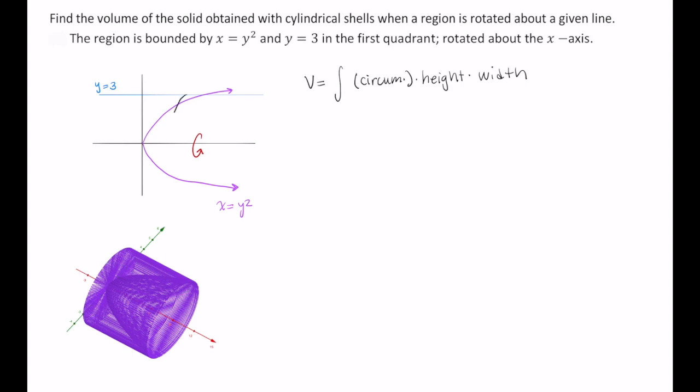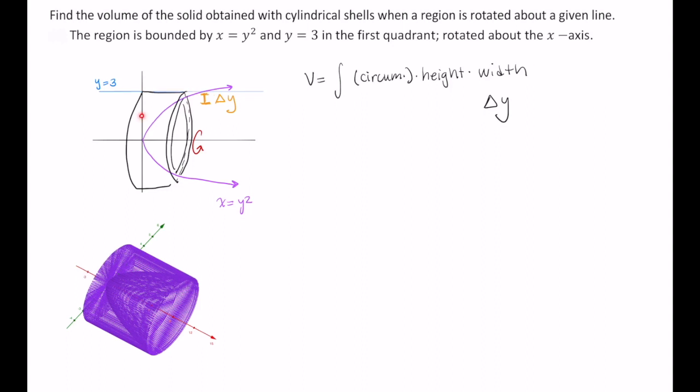So suppose this is my cylindrical shell, and that is this distance here, and it's parallel to the y-axis, so it's the change in these y values, so it's delta y. Okay, so I can replace that with delta y. What is the height? Well, the height starts here at the y-axis and ends at this purple line. And this purple line is just equal to y squared. All right, so that's my height.